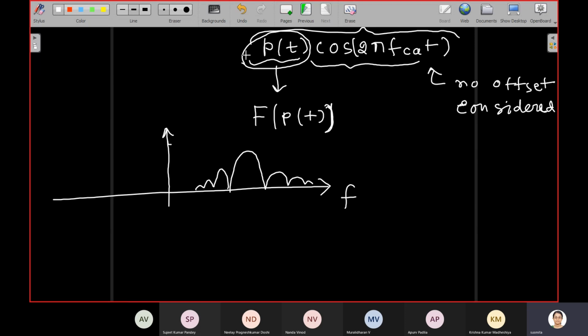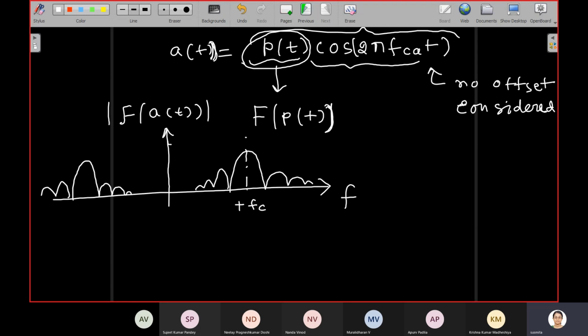So here we are plotting the Fourier transform. Let's call this A of t. This one, and the center point is now shifted to plus FC on the right side, and on the left side it is at minus FC.